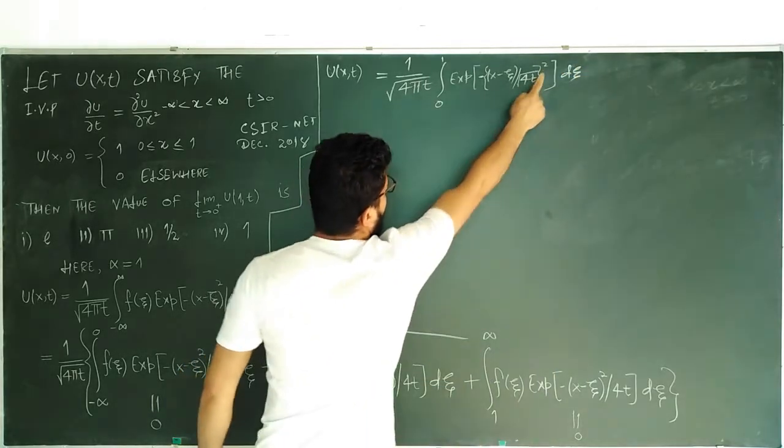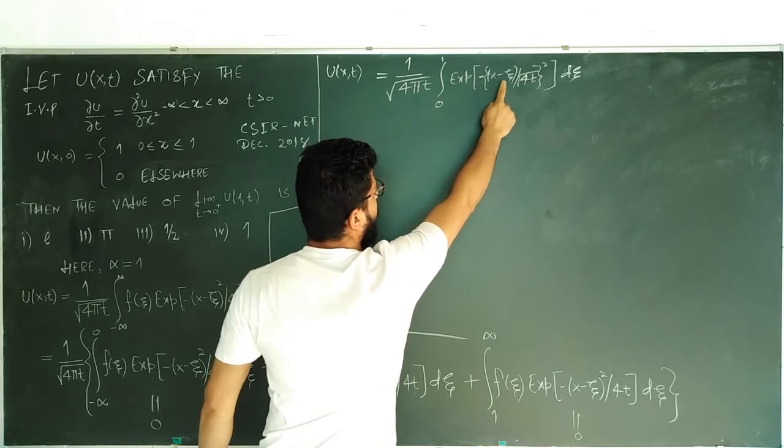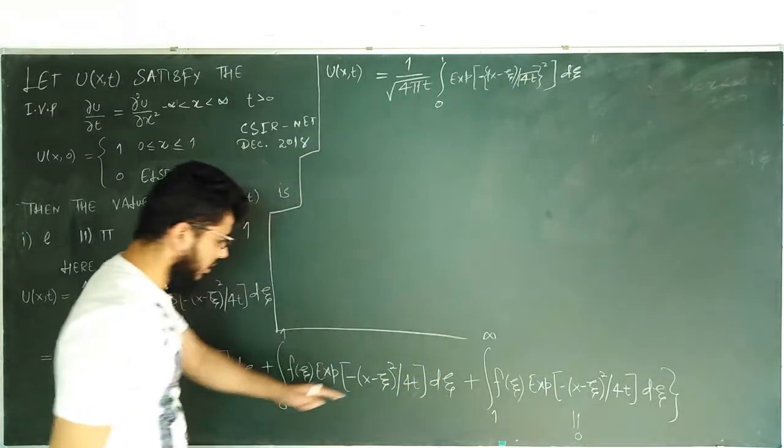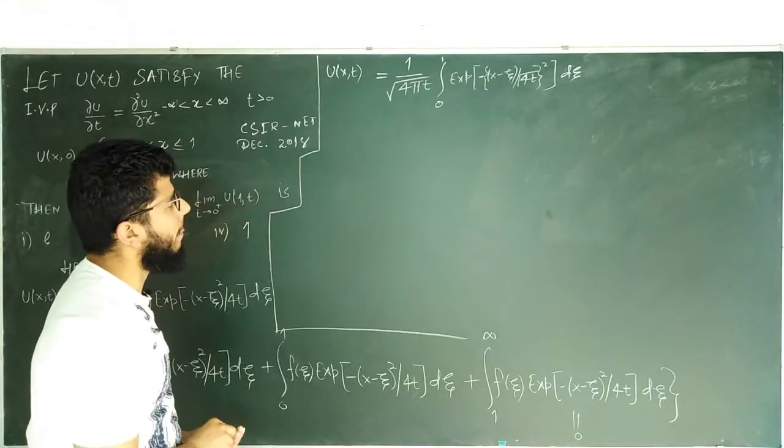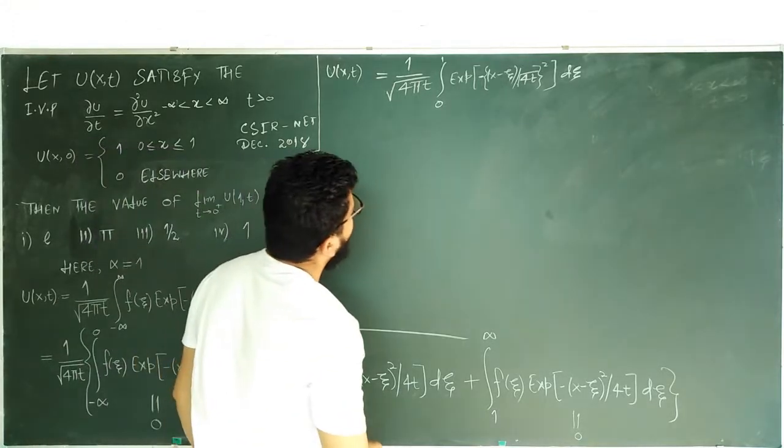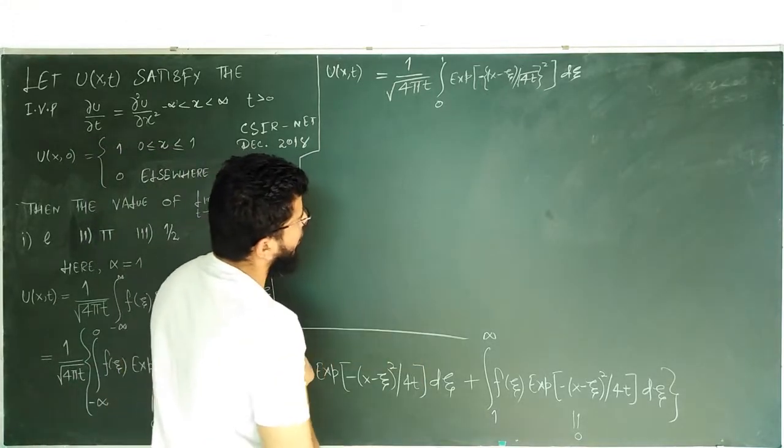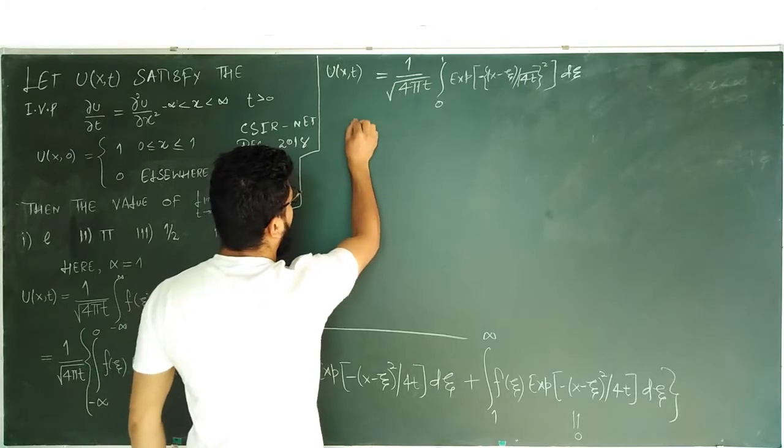So that when you apply this square, this will become (x minus psi) whole square, and this will be only 4t, which is this one. Okay? So now I need to solve this integral. Let me solve it by substitution.